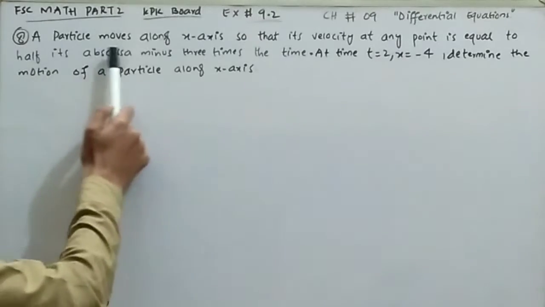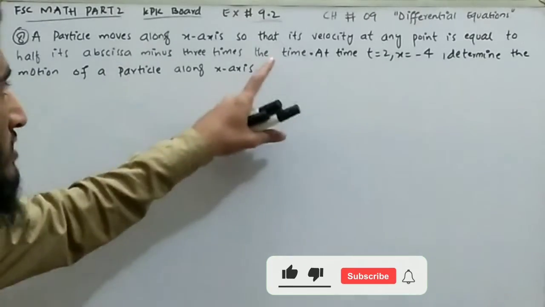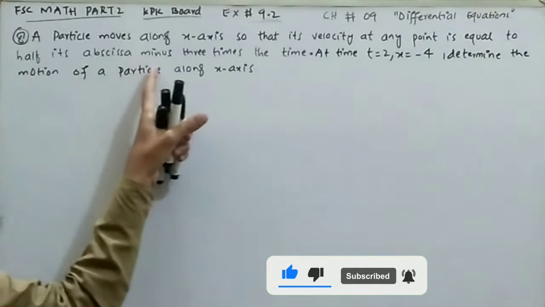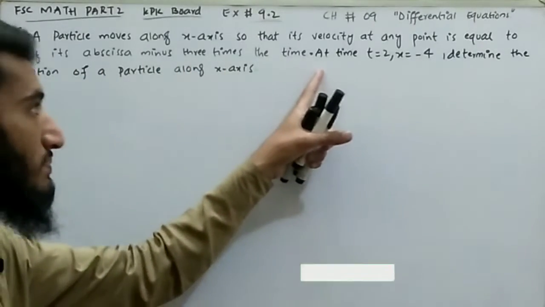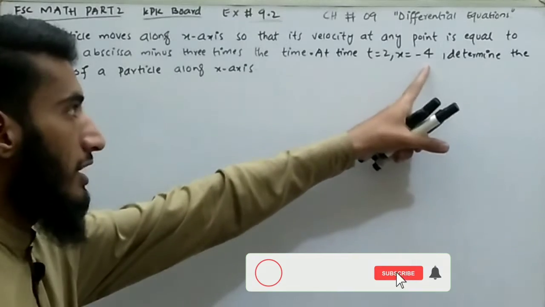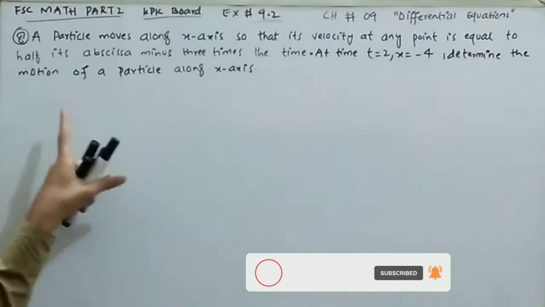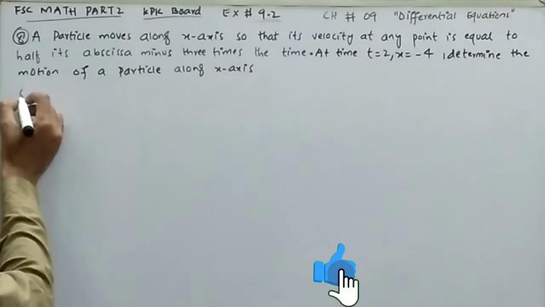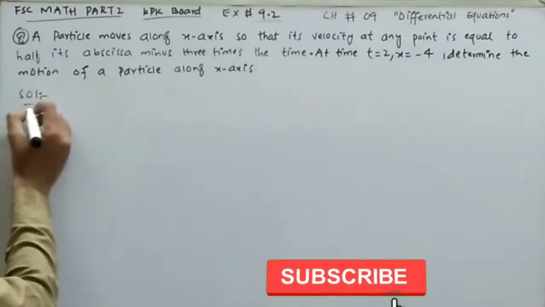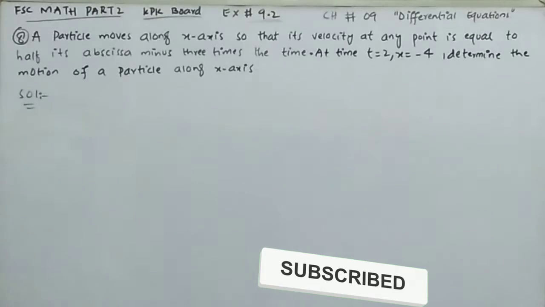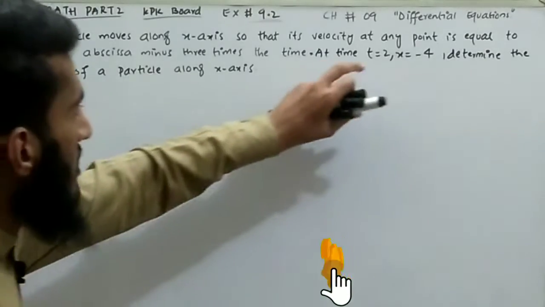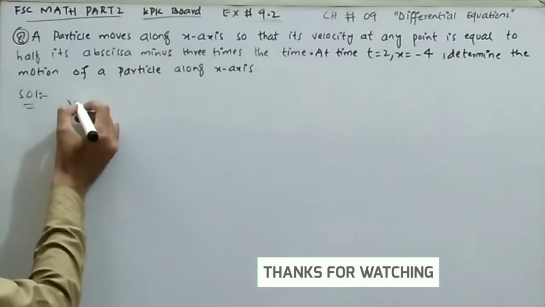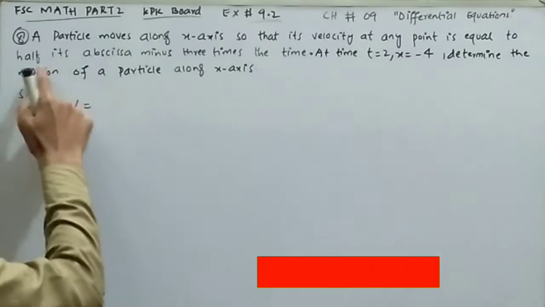It tells that a particle moves along x-axis, so that its velocity at any point is equal to the half its abscissa minus 3 times the time. At time t is equal to 2, x is equal to negative 4, determine the motion of a particle along x-axis. Move to solution. The first thing that is very important is the velocity at any point is equal to the velocity v, represented by v, which is equal to the half its abscissa.